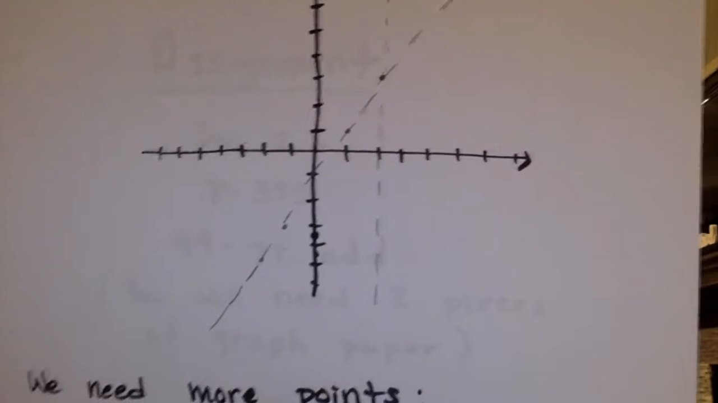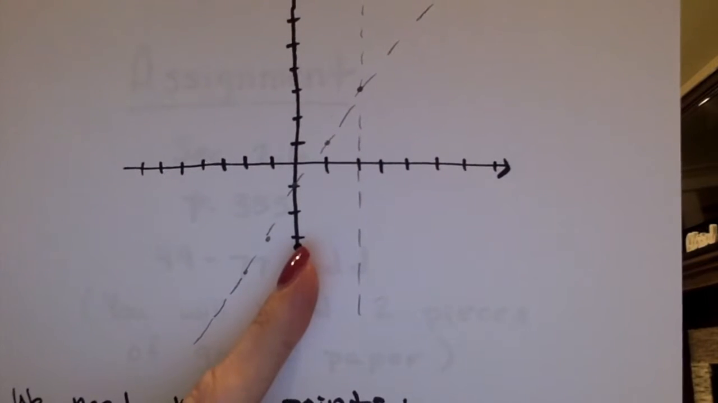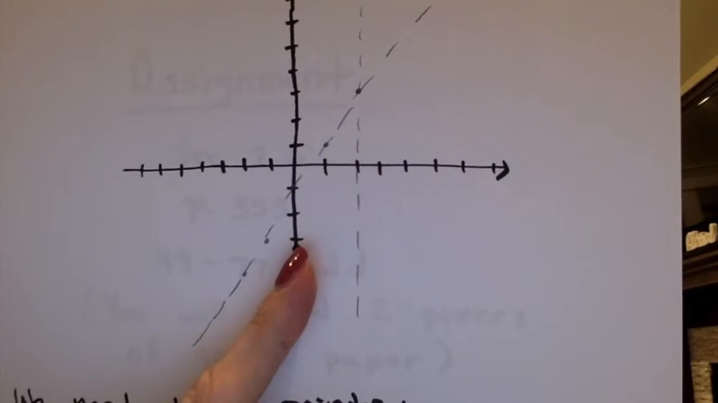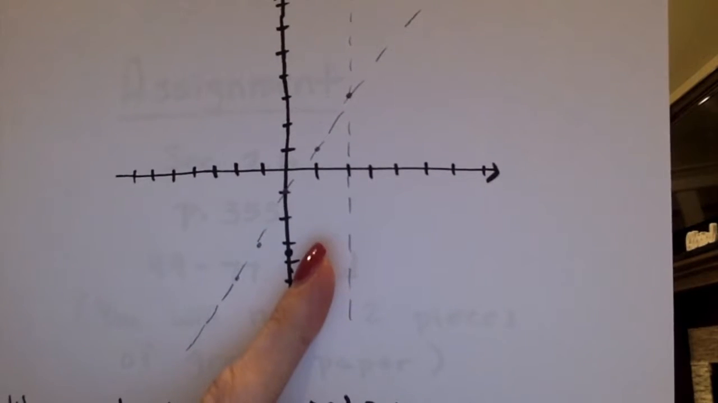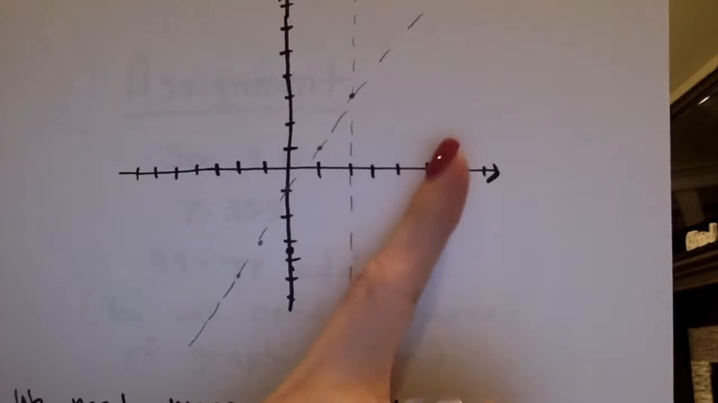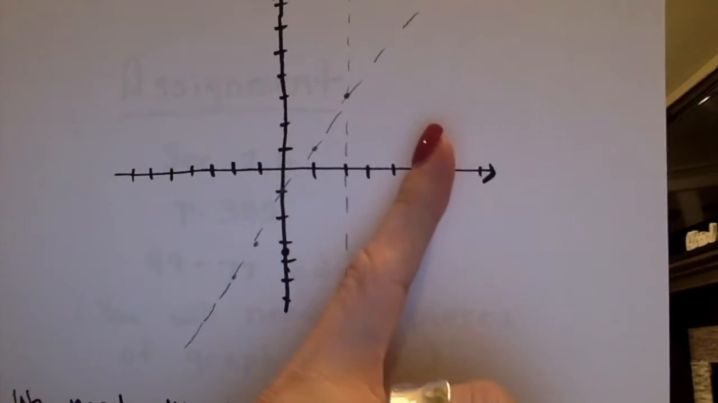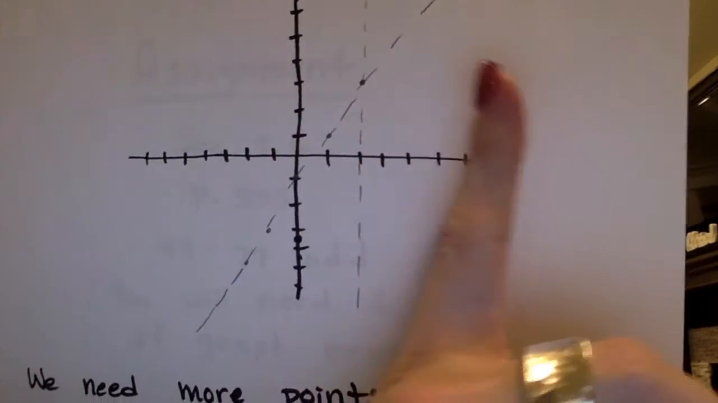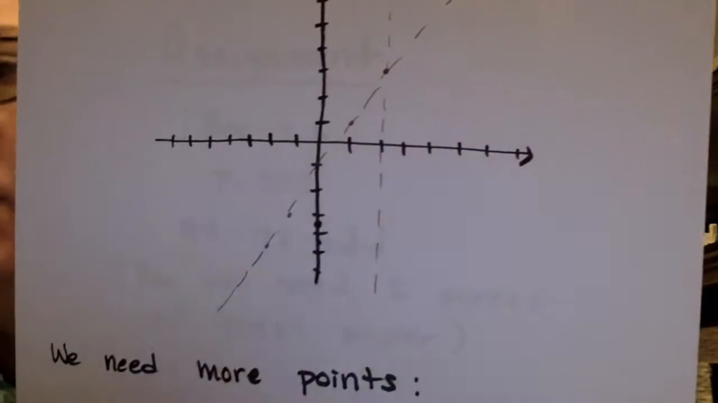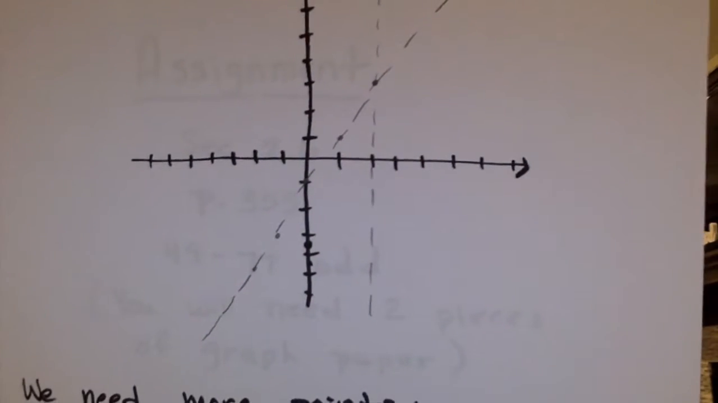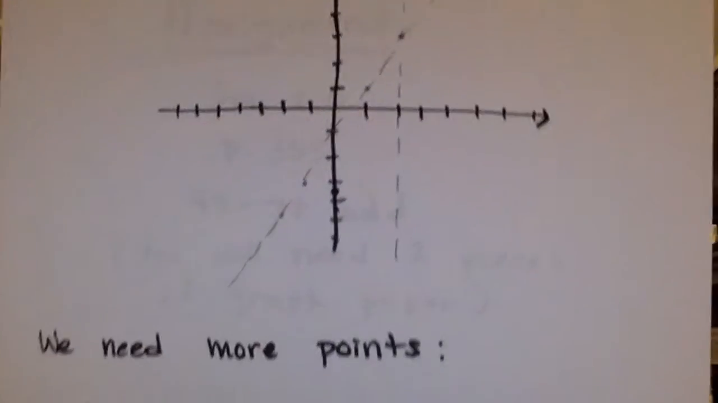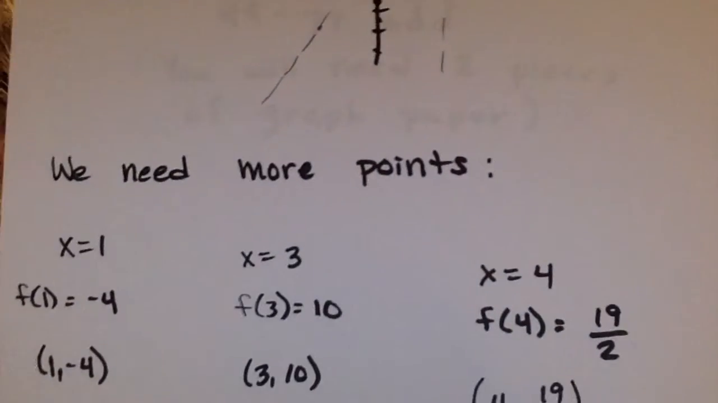In fact, I really only know 1 point, and it's right here. So I need to know maybe what's going on the other side of this point. I also need to know what's going on this side of the vertical asymptote, because I don't have any points on this side of the vertical asymptote. So you want to make sure always that you look at your vertical asymptotes and make sure you have points on both sides.